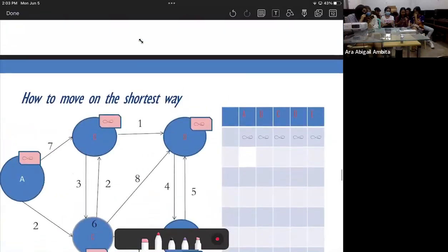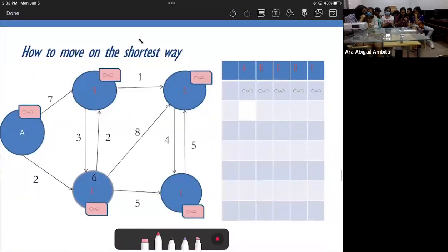Okay? Let's start first with an illustration. So, how to move the shortest way. Why how to move on?